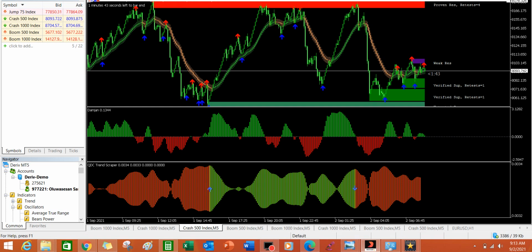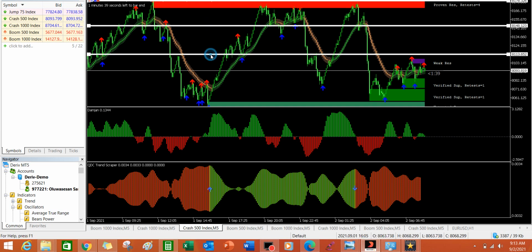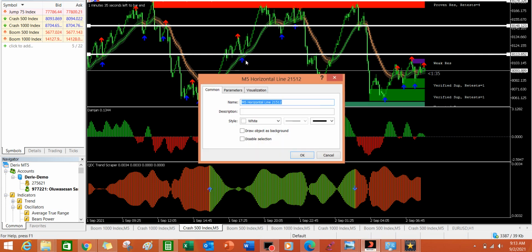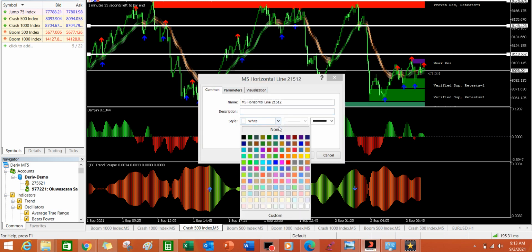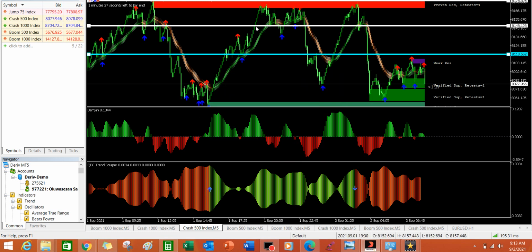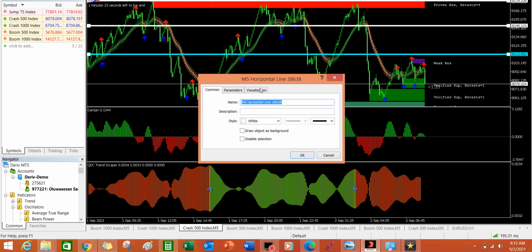Okay, we'll be using three horizontal lines here. I just want us to understand everything with this so that we will know how to go about it on our own.